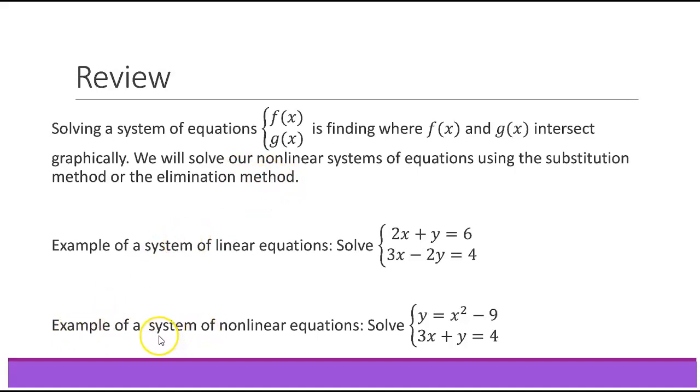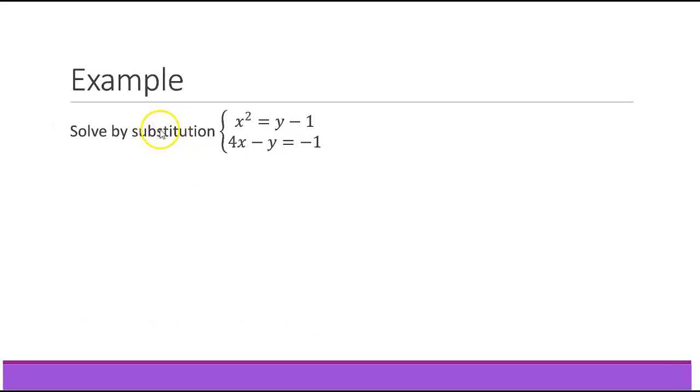Here's an example of what we're going to be solving in this section, a system of nonlinear equations. Something like y equals x squared minus 9, which is not a line, it is a parabola, and then 3x plus y equals 4. As long as one of them is nonlinear, we have a nonlinear system of equations. Let's jump into our first example.